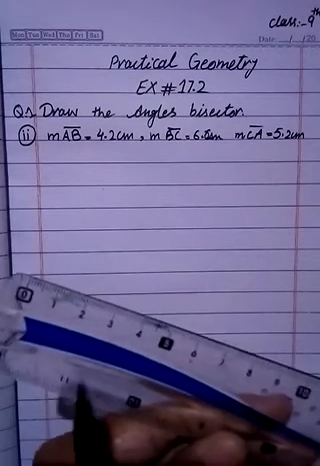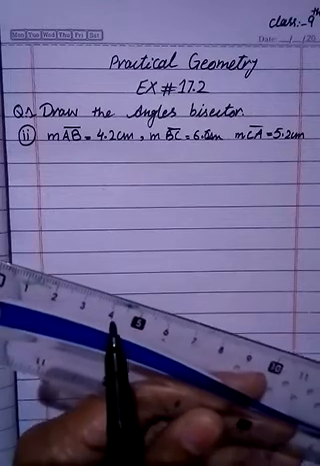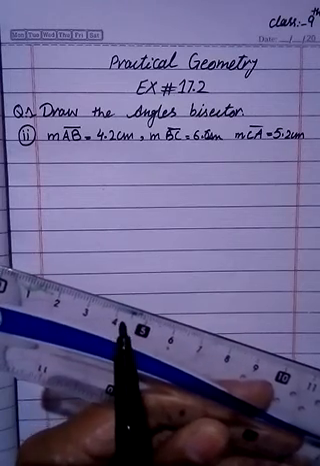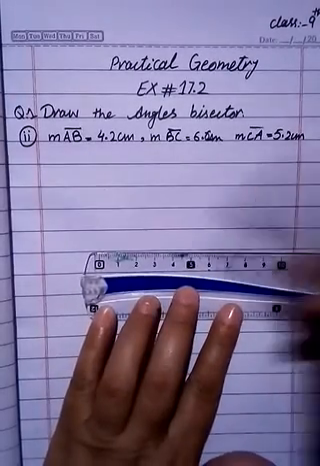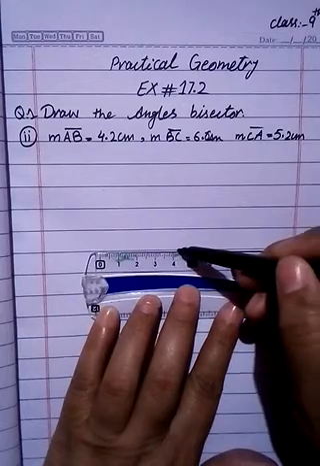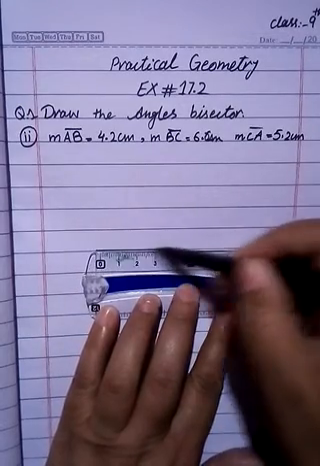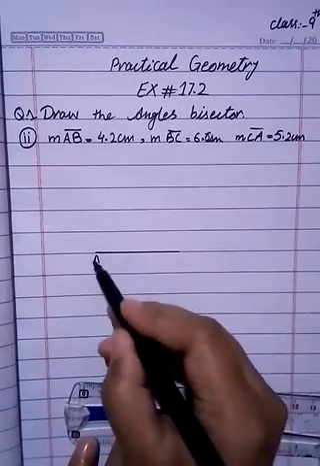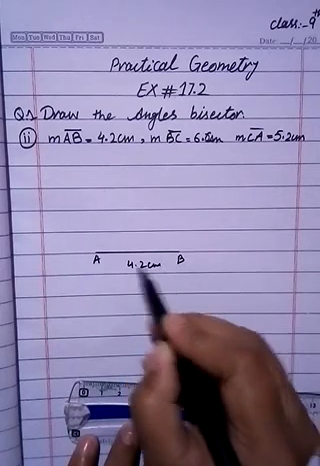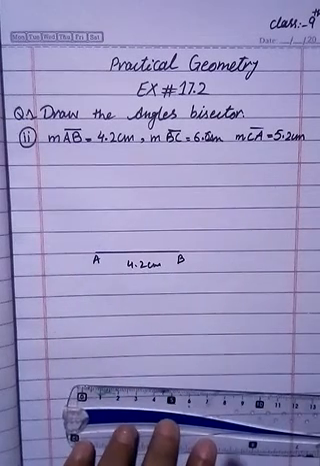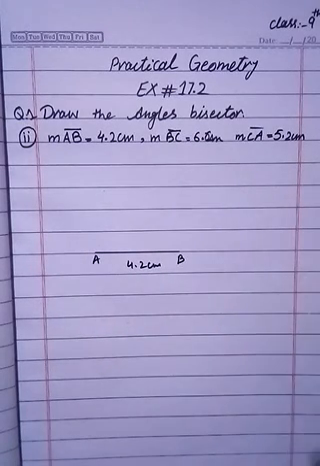So first of all, AB is 4.2 centimeter. Now this is the scale. You have to draw a line from 0 to 4, and after 4 you have to count two lines. Then it will be 4.2 centimeter, like this. Now named as AB equals to 4.2 centimeter. Now next one is, now AB you have to draw here.